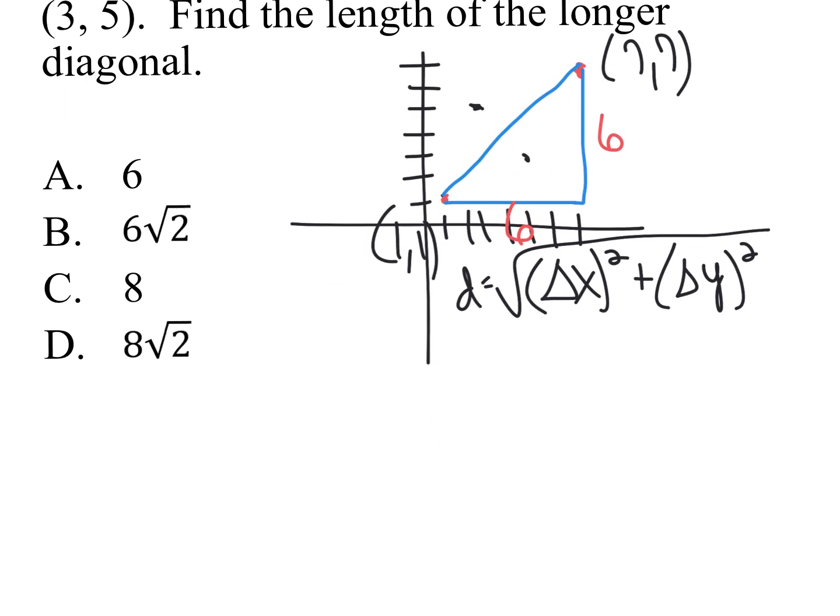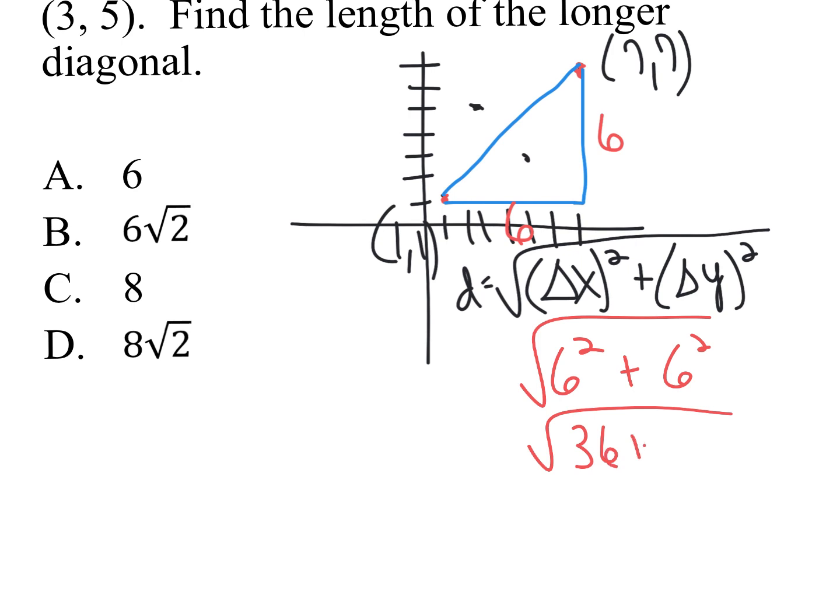And so we've got 36 plus 36 is 72, square root of 72. At that point, you could just type that in your calculator and see which one it matches up with. Square root of 72 doesn't come out evenly, so you know it's either going to be B or D, and it ends up being choice B.